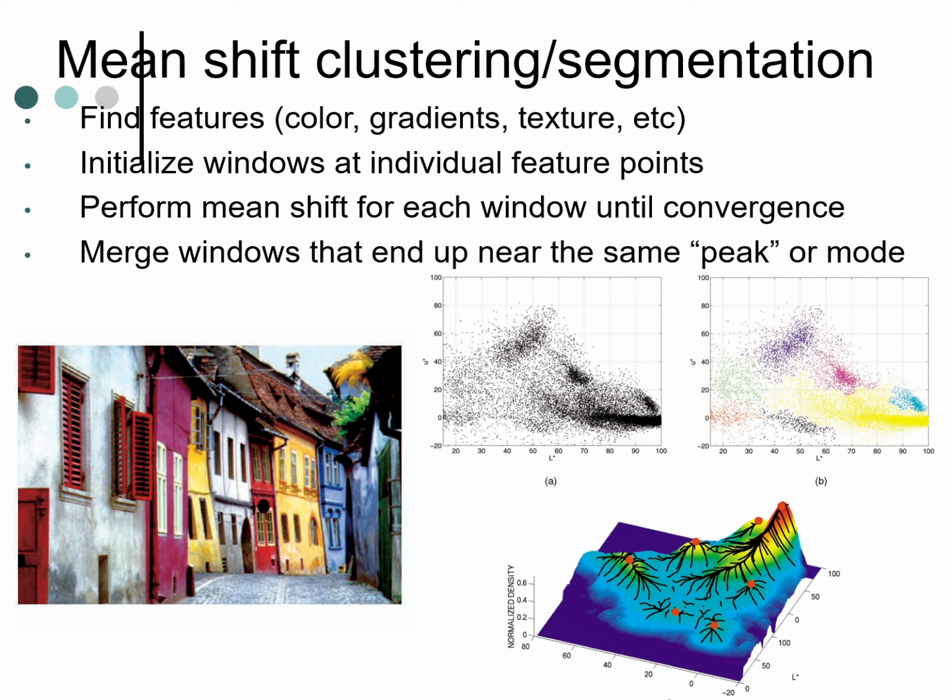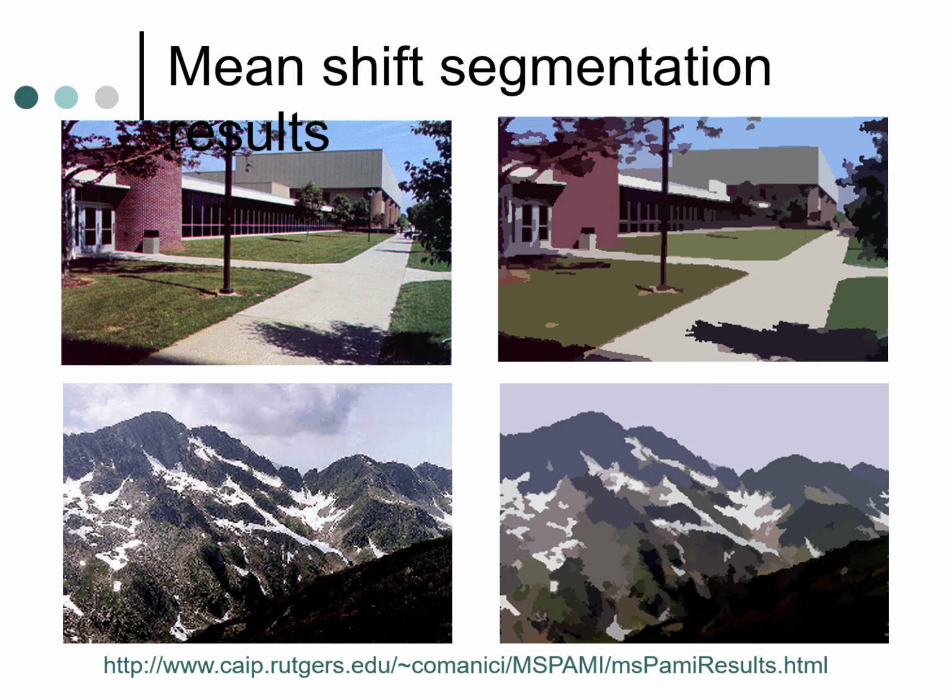Also, mean shift clustering for segmentation. We have to find the features, such as the color, gradient and texture of the images. These are the features we can consider while performing mean shift clustering or segmentation. We are supposed to initialize a window at individual feature points. Then we perform mean shift for each and every window until it converges. On convergence, you can stop. Finally, we can merge the windows that end up at the same peak or the same mode.